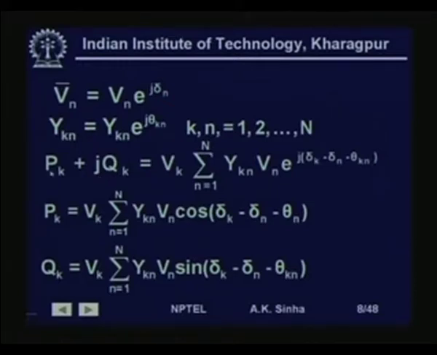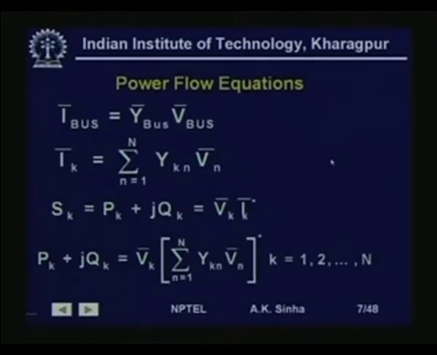power injection or complex power injection at bus k as P k plus j Q k is equal to V k summation n is equal to 1 to capital N y k n V n, where y k n and V n are the magnitude values of the admittance element k n and the voltage phasor at bus n, e to the power j delta k minus delta n minus theta k n. Now, these terms delta n and theta k n are negative, because we have to take the conjugate as shown here.